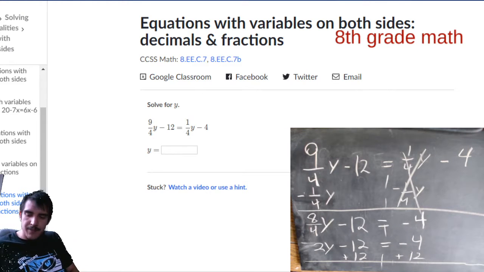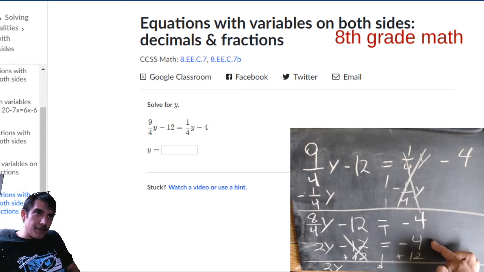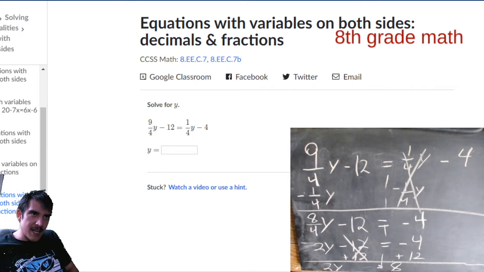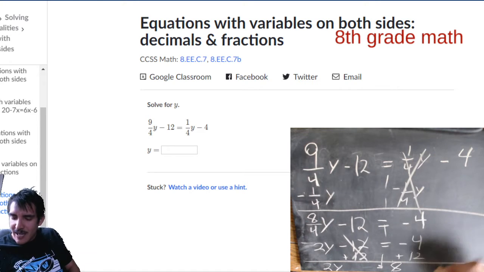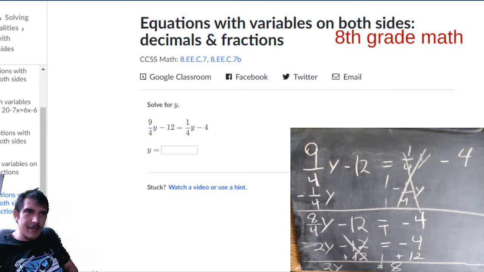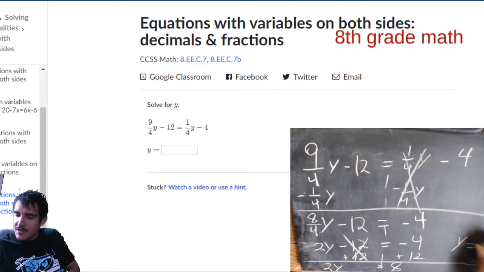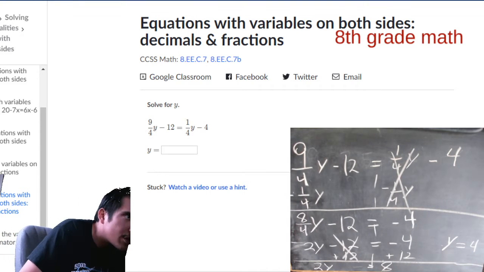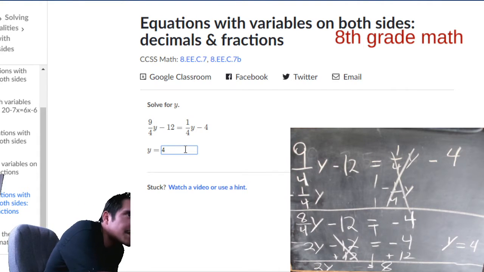Let's see what happens. Bring down 2y. Minus 12 plus 12, opposites, so they're gone. Equals negative 4 plus 12, or if it's easier for you, 12 plus negative 4, which is 8. So 2y equals 8. If you divide each side by 2, I don't have any more room, but you could probably just do this math mentally. 2 times 4 would equal 8, so y equals 4. Let's enter that. That is the final answer.